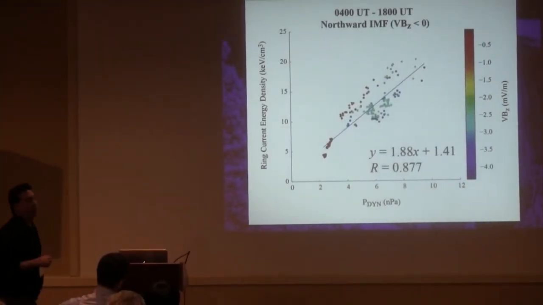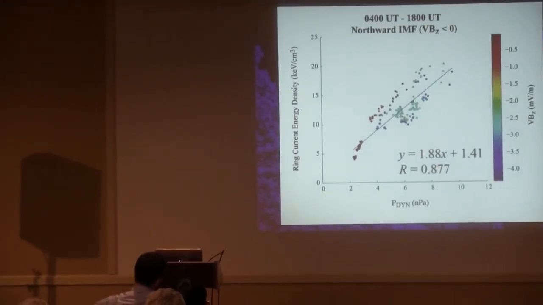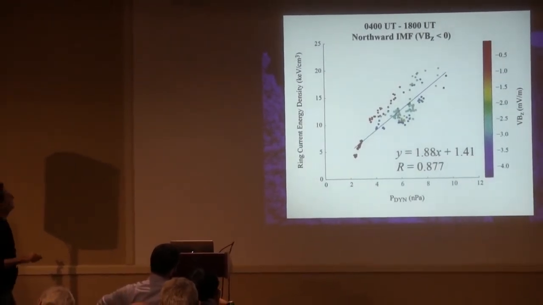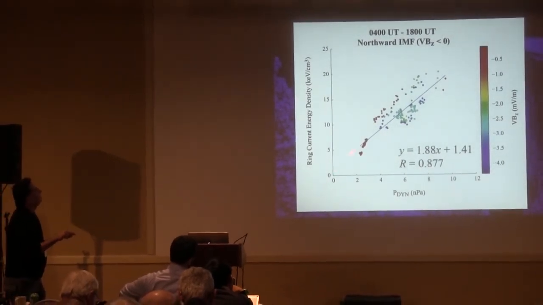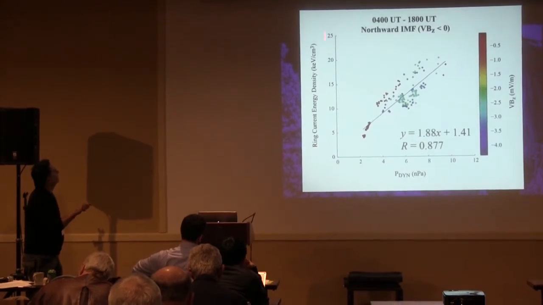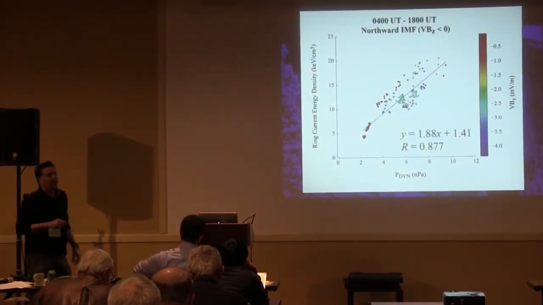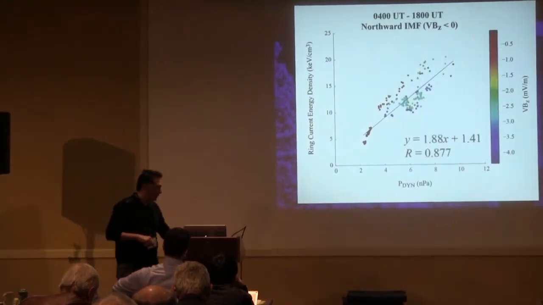Northward IMF for that period, and you see a real good correlation. I think that's R squared, 0.877. An almost linear increase in ring current energy density with dynamic pressure, even though it's a factor of 2 at least less than what we had for southward IMF.